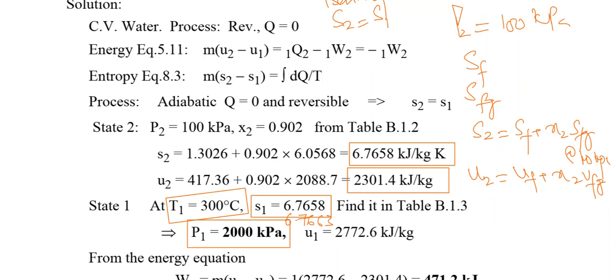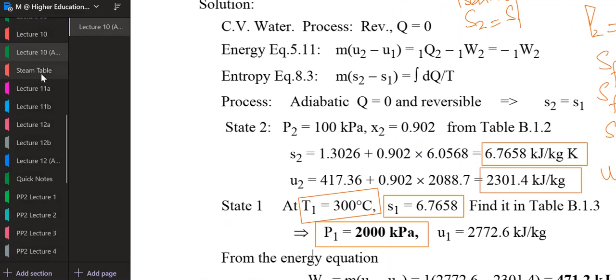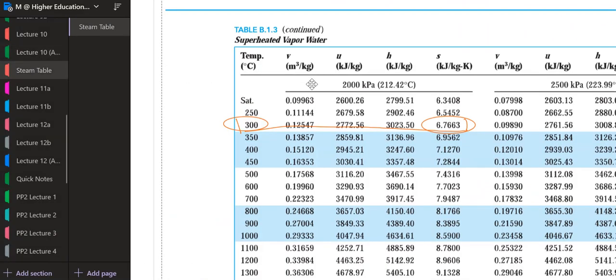Yes, you can say we need to interpolate a little bit, but that would be too tedious a job. So I would just leave this value, and the pressure is 2000 kilopascal. Obviously at that pressure of 2000 kilopascal, we have to check the internal energy as well, and that internal energy is equal to 2776.56 now.